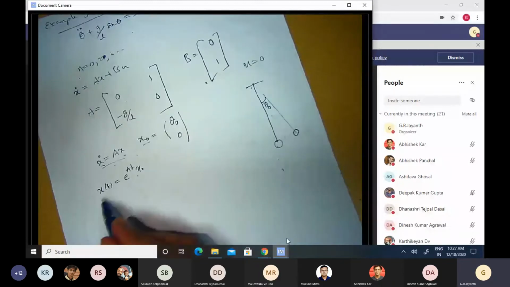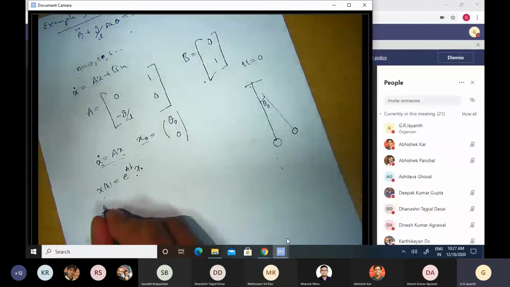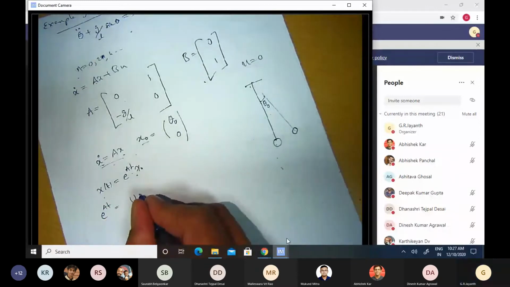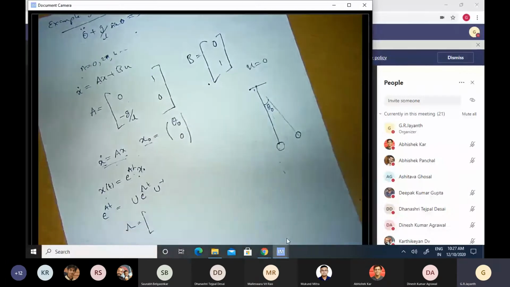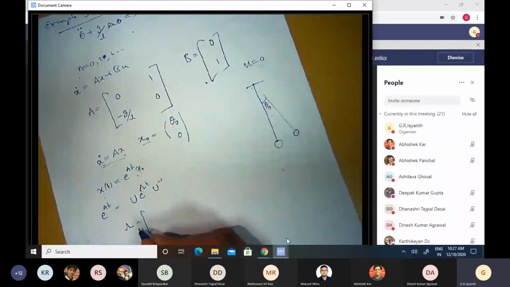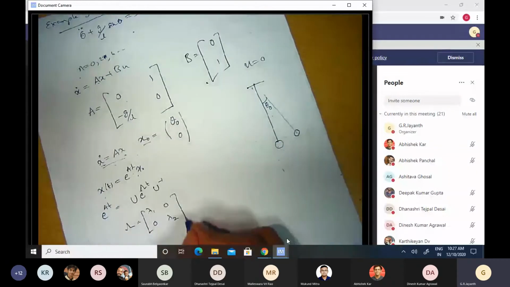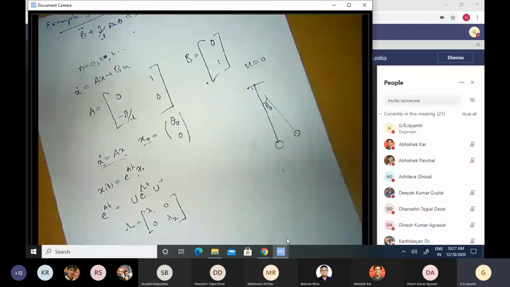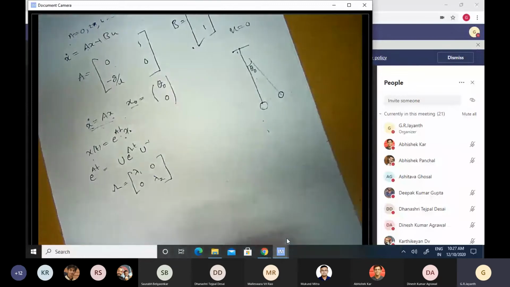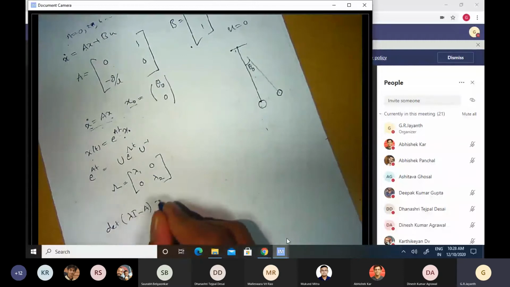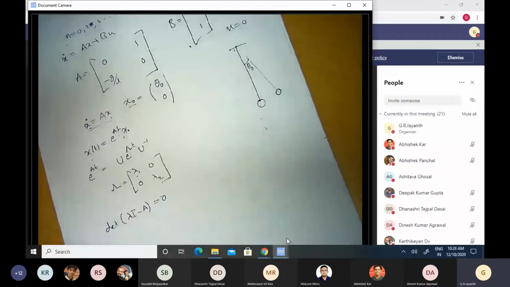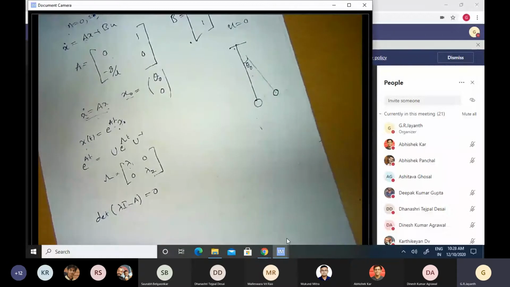So the first step is I can write e to the power At as U e to the power Lambda t U inverse, where Lambda is the diagonal matrix comprising the eigenvalues of my matrix A. Okay, so what are the eigenvalues of my matrix A? I have to solve the corresponding equation, determinant of lambda I minus A is equal to 0, to obtain the values of lambda 1 and lambda 2. Okay, so let us do that.